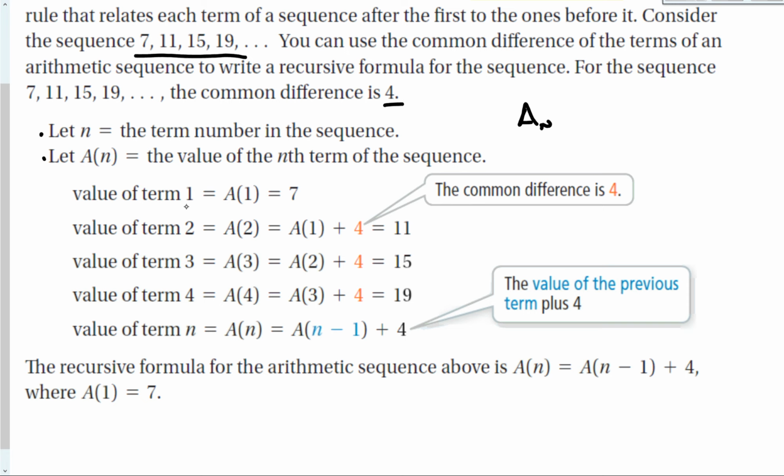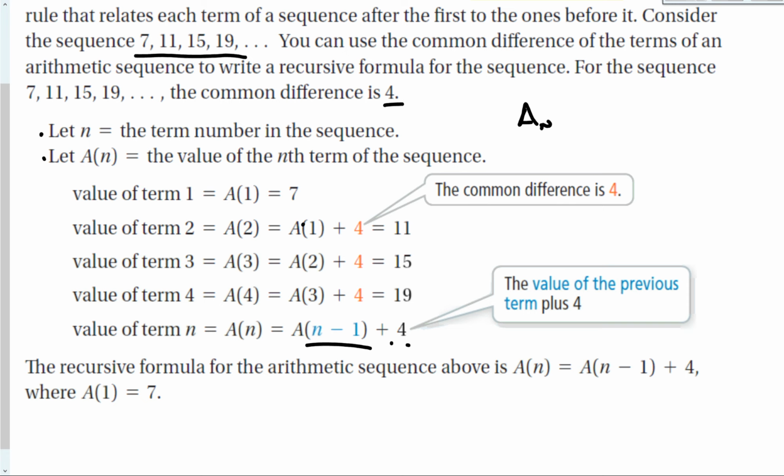So the value of term 1, a of 1, would be 7. The second term is going to be equal to the first term plus 4, and the first term is 7, so this would be 11. And that's the way this formula is going to go. It's always going to take the previous term and add 4 to it. And that would get you the next value, the next value, the next value. So the recursive formula for the arithmetic sequence above is a of n is equal to a of n minus 1 plus 4.